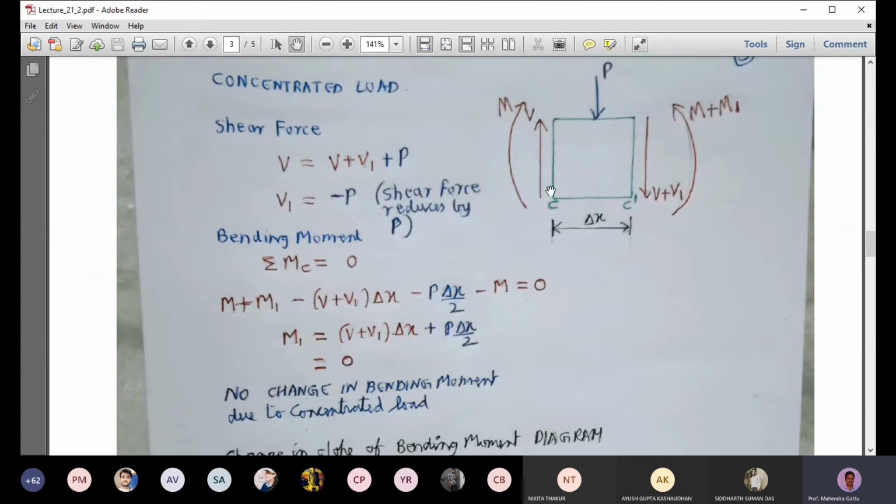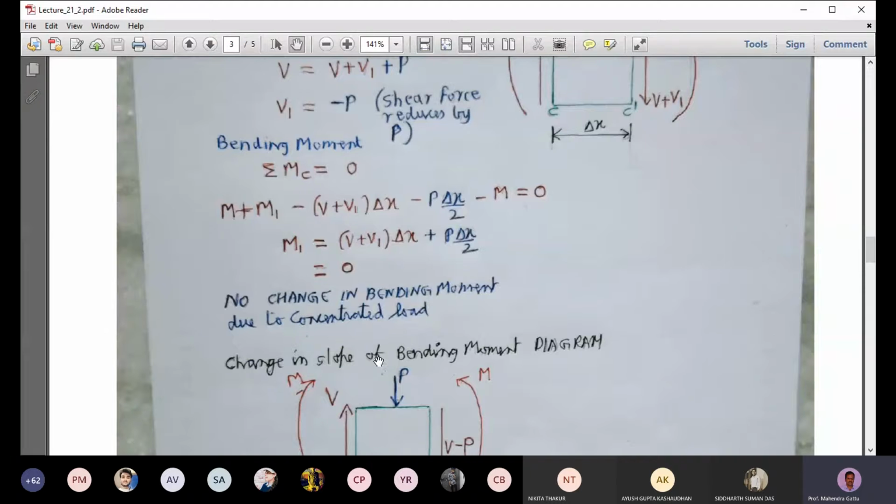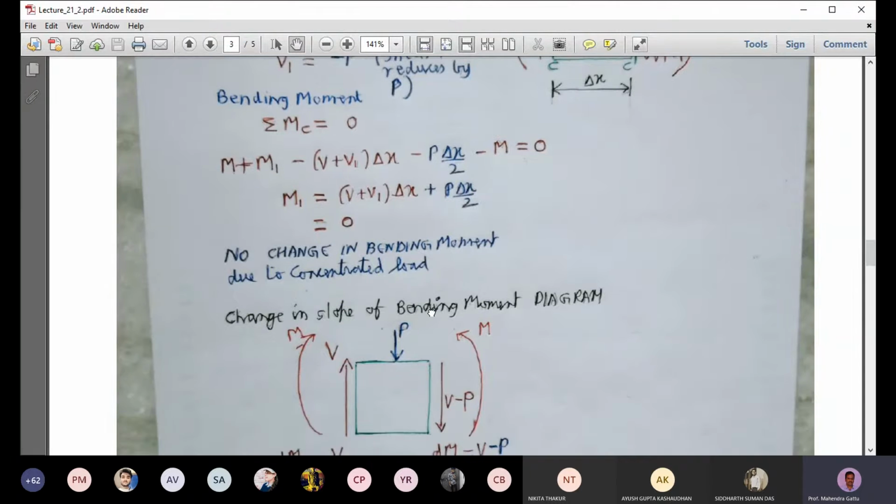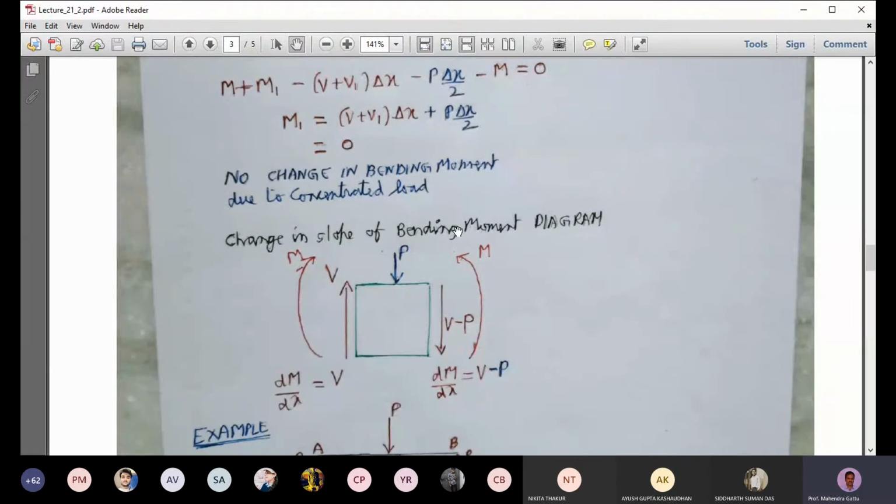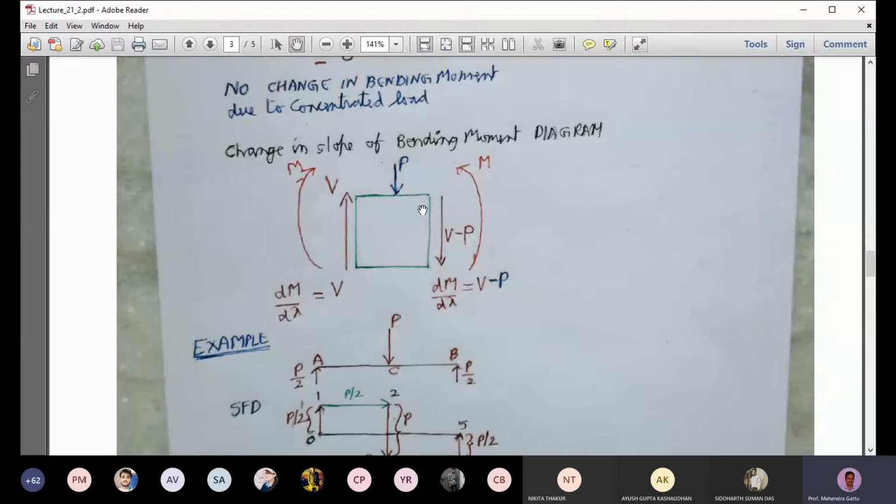So the first thing is, what is the change in shear force? There is a reduction in shear force by an amount P, which is equal to the applied concentrated load, and there is no change in the bending moment. Although there is no change in the bending moment between this section and this section, one thing is changing. That is the slope of the bending moment diagram. So what does the statement mean?